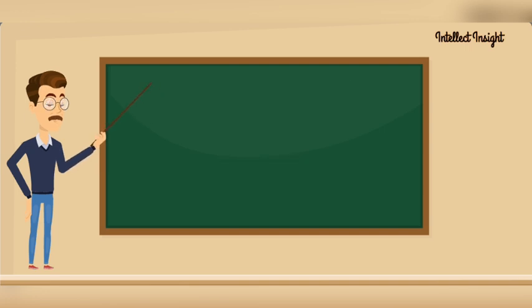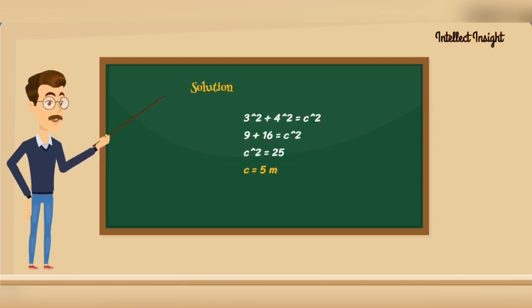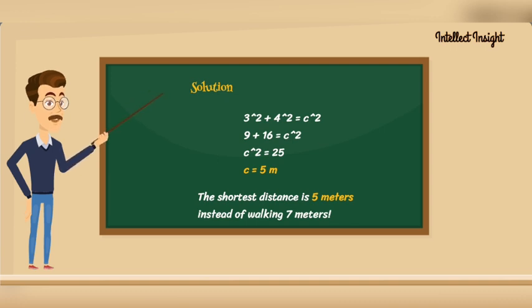This is the question. The solution will be 3² + 4² = c². 9 + 16 = c², because 3² is equal to 9 and 4² is equal to 16. If you add up 9 plus 16, it will be 25, and the square root of 25 will be 5. The shortest distance is 5 meters instead of walking 7 meters.